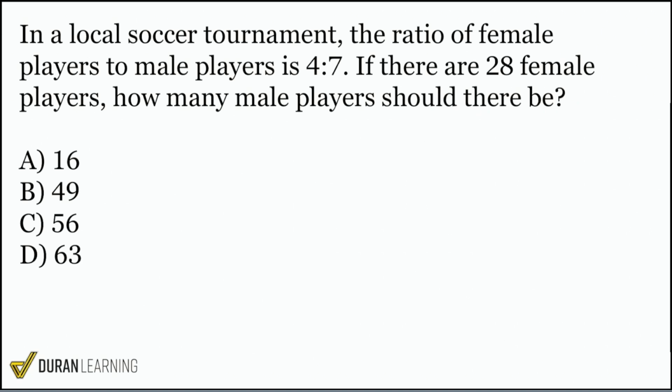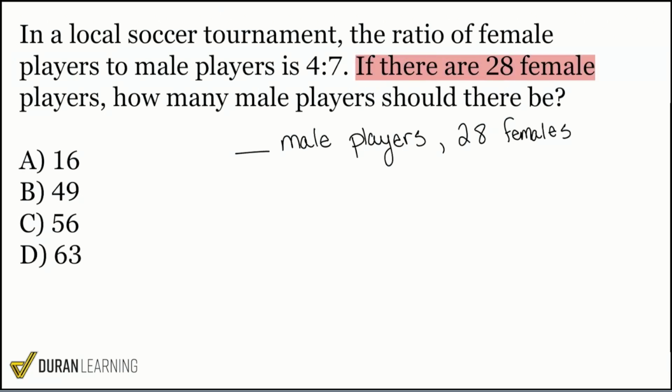So let's write this down here, everybody. I'm going to say that we have blank male players. And everybody, how many female players did they give us? They gave us 28 female, correct? 28 females present. So if there are 28 female, how many male players? That's the information I took away from that question sentence. Is everybody understanding where I'm coming from when I wrote these two pieces of information down? And are we ready to start breaking down the rest of the information?